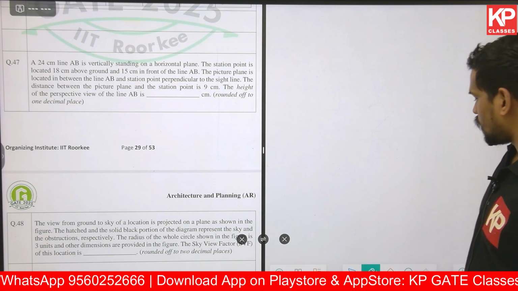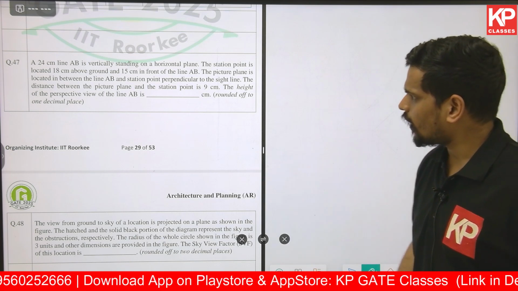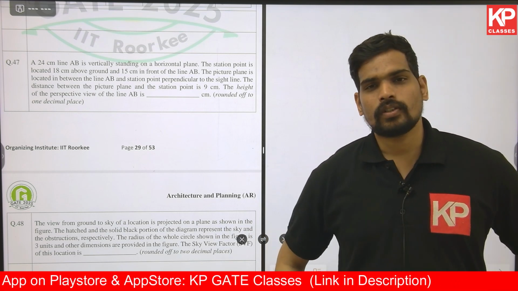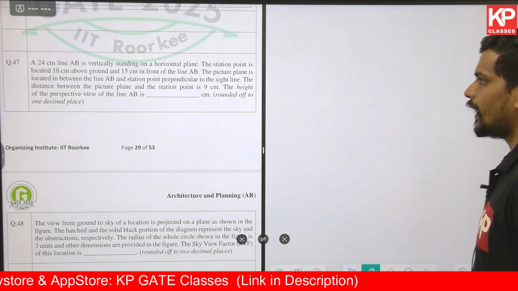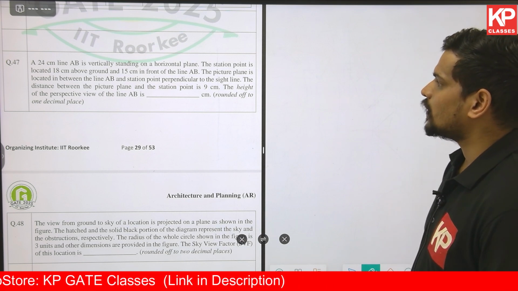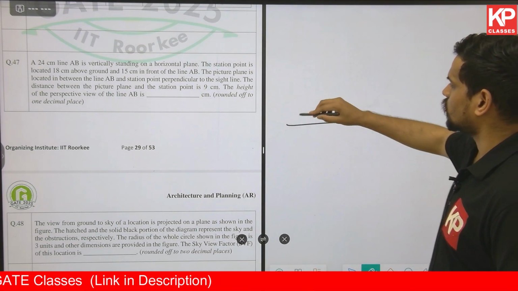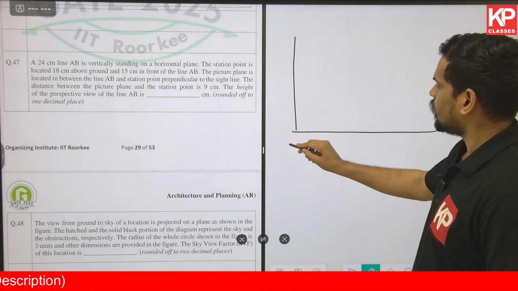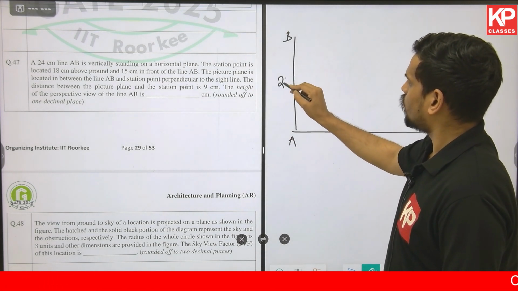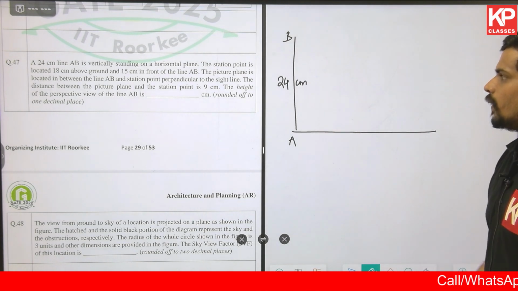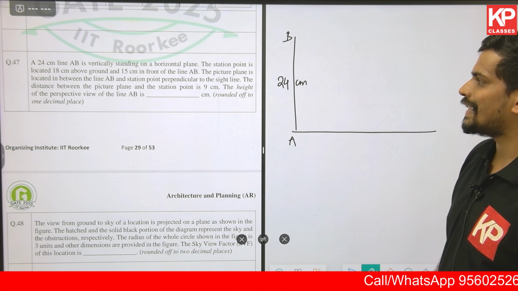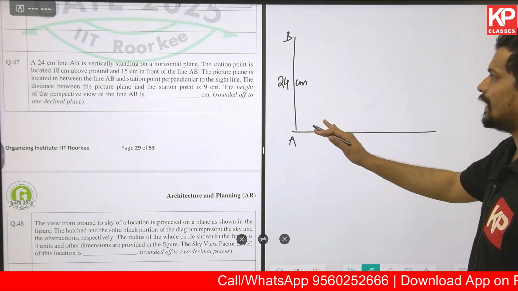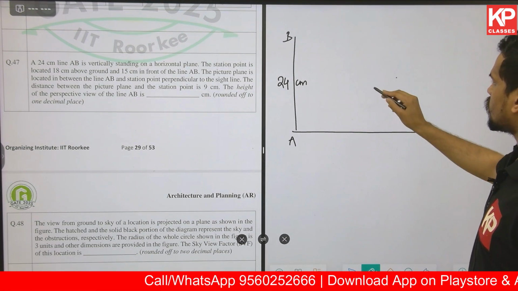Next one is a question on perspective, capturing it on a picture plane. Let's look into this question. It is based on projection or perspective. A 24 centimeter long line AB is vertically standing on a horizontal plane. So let me draw a horizontal plane. There is a line AB which is 24 centimeter in height. Then you have a station point located 18 centimeter above ground and 15 centimeter in front of line AB. So 18 centimeter, the station point is somewhere over here.